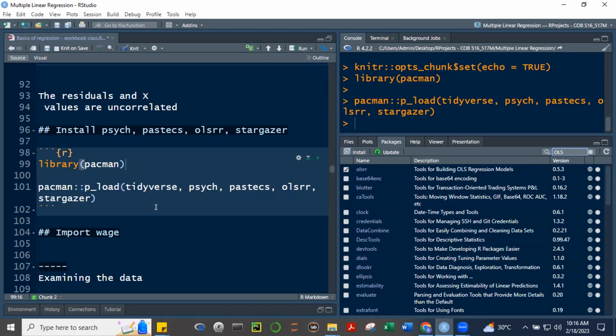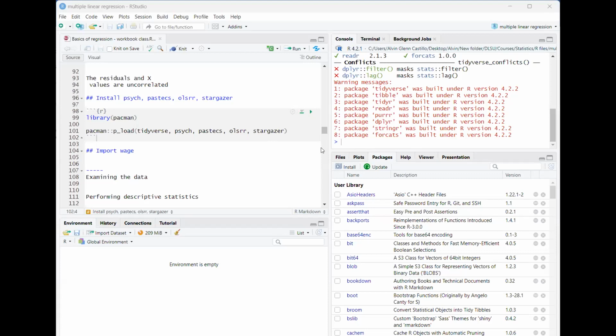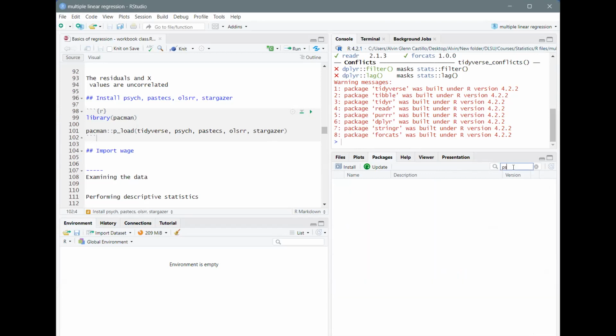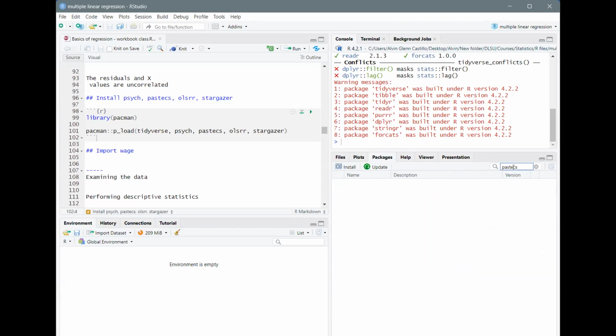Sir, only Tidyverse lang po yung naka-install sa akin. Wala yung Psych? Wala po. Sige po nga, pa-share nga screen, ha? Sige po. Wait lang po, sir. Okay, ito. Take your time. Tapos po, ang naka-install lang po sa akin yung Tidyverse. Pero the rest po is wala. Like Psych, yung PasteText. Wala rin.